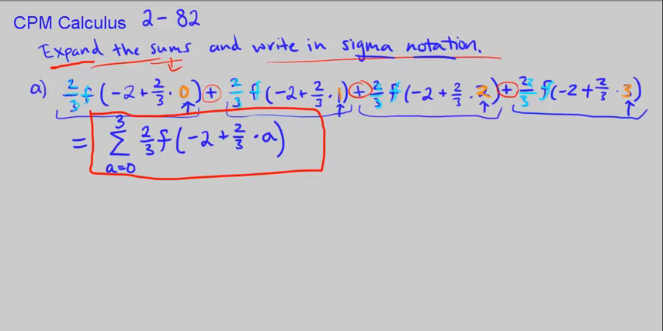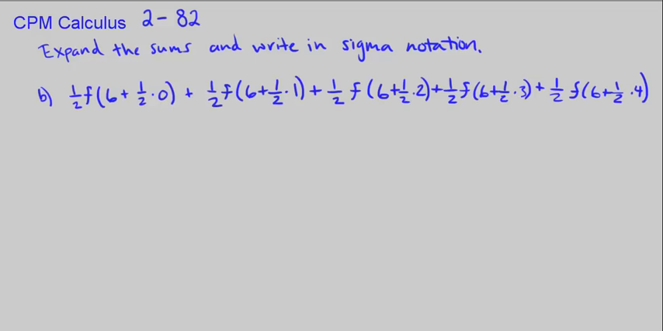Okay, so now let's look at part B. B is saying expand, the same instructions, write in sigma notation. Okay, so let's examine each of these terms. They all look the same except for what? Well, we have a 0 here, a 1, a 2, a 3, and a 4. Everything else is the same. So this is pretty simple.